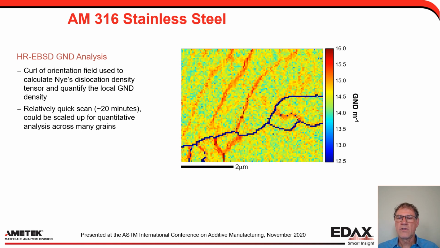From that, we can also calculate the GNDs quite well, the geometrically necessary dislocation density. And this is pretty quick. We did this scan in about 20 minutes. We can actually get some quantitative numbers now on the GND density, and you can see it's concentrated into dislocation cell walls. The blue you see there are grain boundaries themselves.